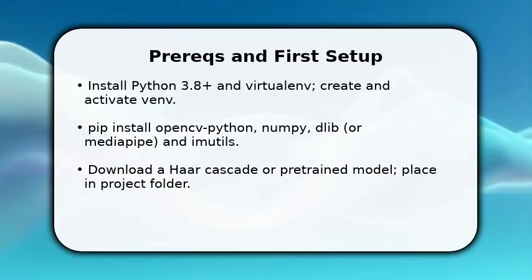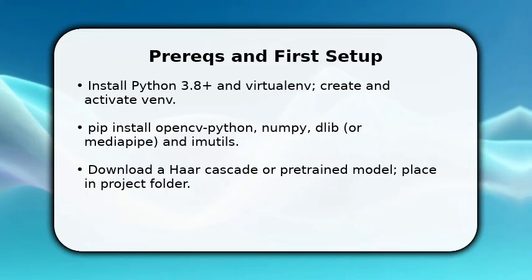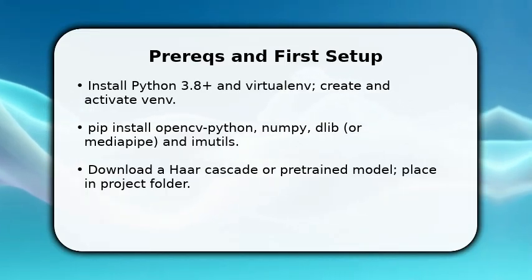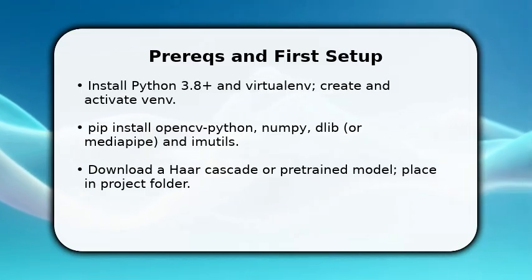You start by preparing a lean environment. Create a virtualenv, activate it, and install OpenCV and NumPy. Choose dlib or MediaPipe if you need landmarks. Once done, download a Haar Cascade XML or a lightweight pre-trained model and put it beside your script.